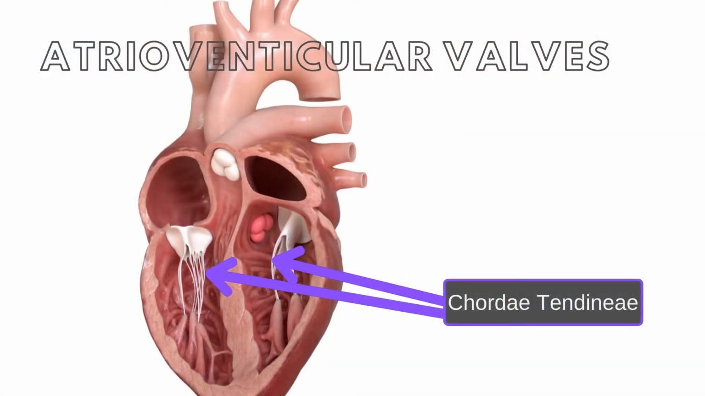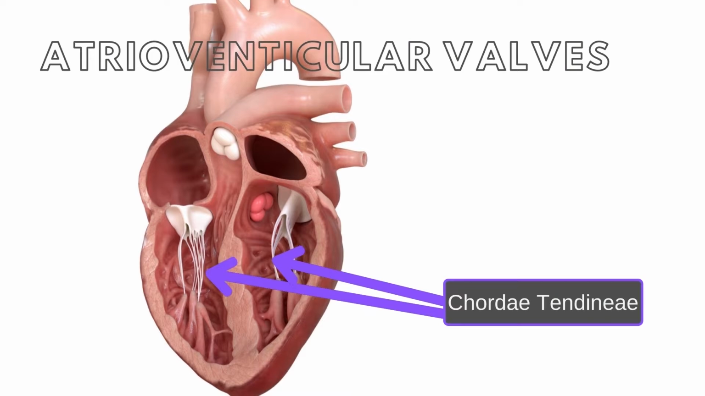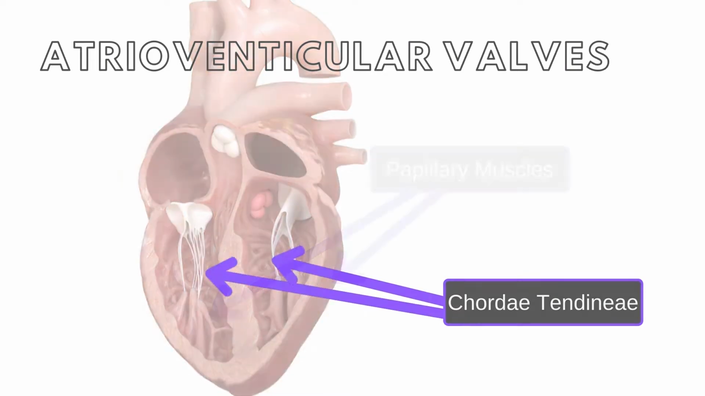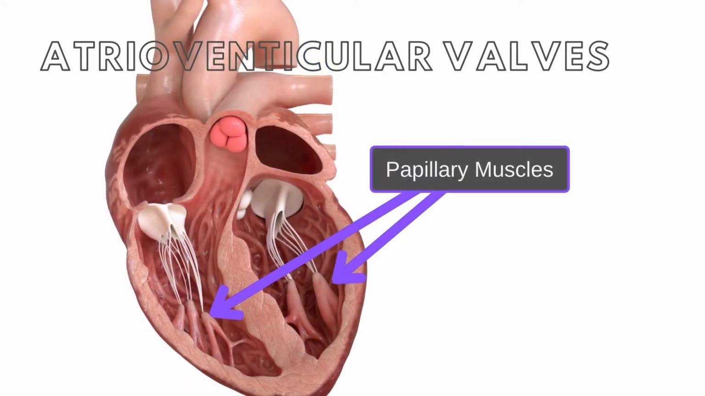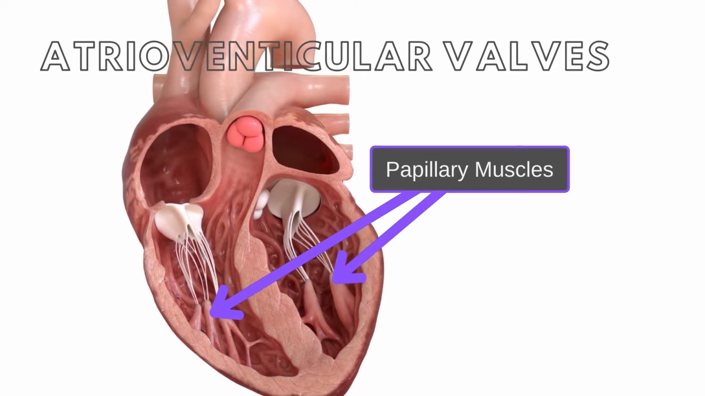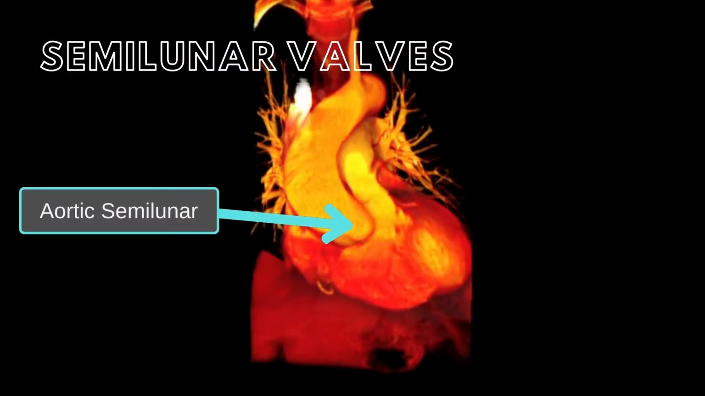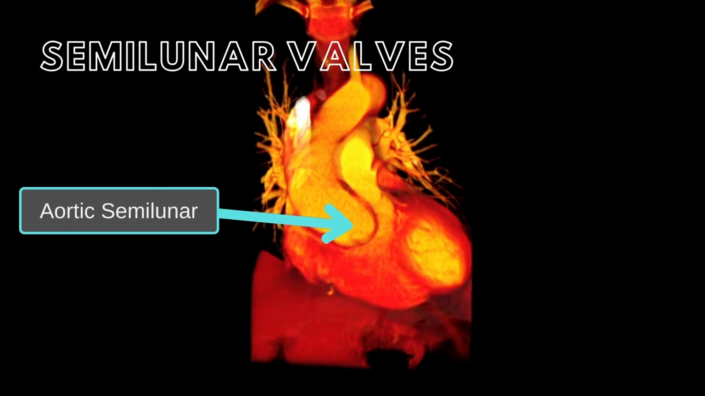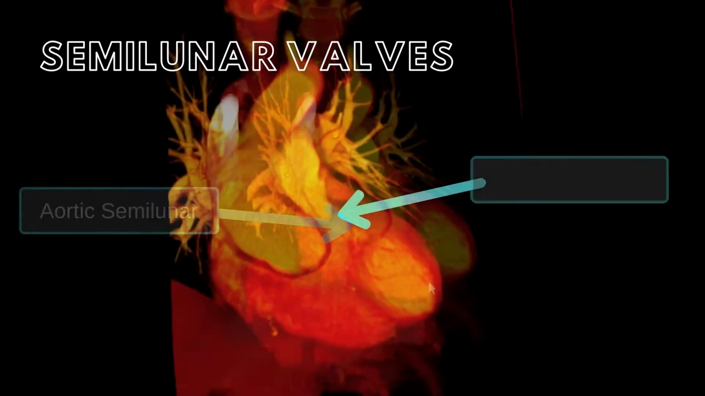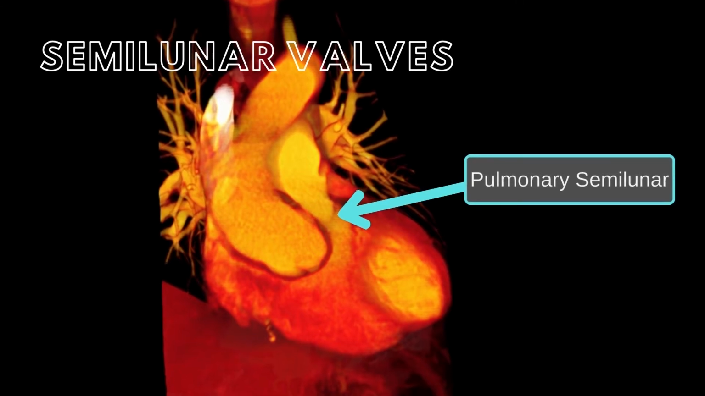The chordae tendineae, which are tough cords of connective tissue that attach to the ventricular margins of the valve cusp. And finally, the papillary muscles, which are cone-shaped pieces of ventricular muscle that project into the cavity of the ventricle from the ventricular wall. The 2 semilunar valves are located at the root of the aorta, as the aortic semilunar valve, and the root of the pulmonary trunk, as the pulmonary semilunar valve.